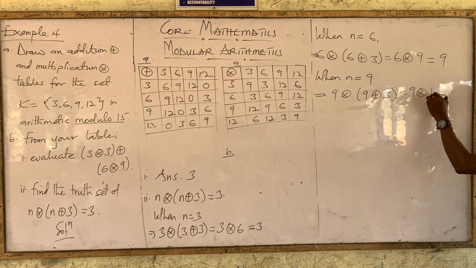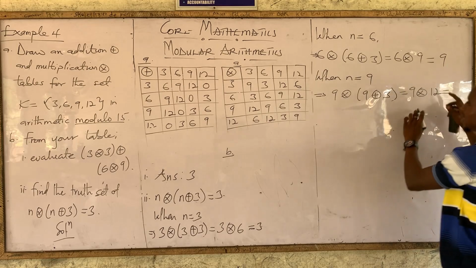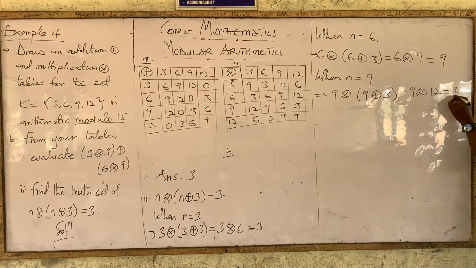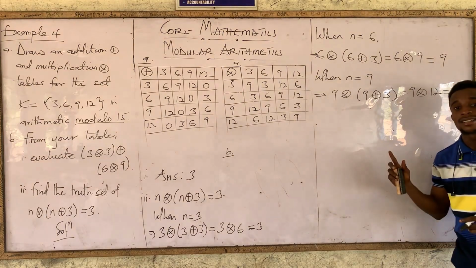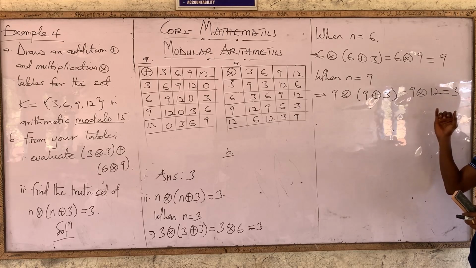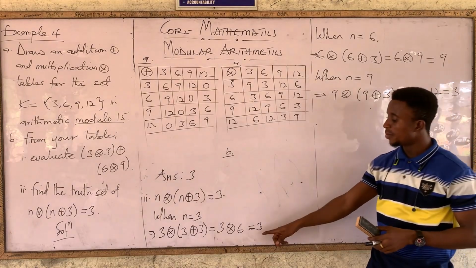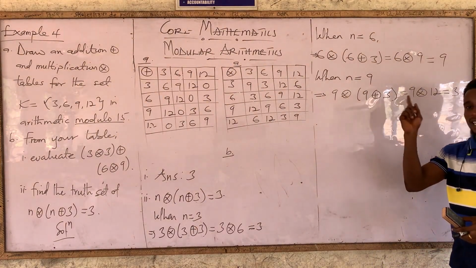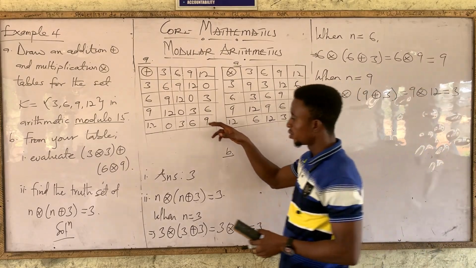So this one will get us 12. And 9 times 12 is getting us 3. So you see 9, 2 has gotten us 3. So meaning now we have 3 when n is equal to 3 and when n is equal to 9. Let's check for the last one.